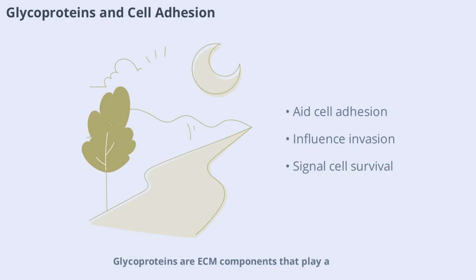Glycoproteins are ECM components that play a key role in cell adhesion and communication. They help cells stick to the ECM and to each other, influencing how they move and interact. In cancer, changes in glycoprotein expression can promote tumor cell detachment, invasion, and metastasis. Some glycoproteins also act as signaling molecules, affecting cell growth and survival. Targeting glycoproteins is a promising strategy for disrupting tumor progression.